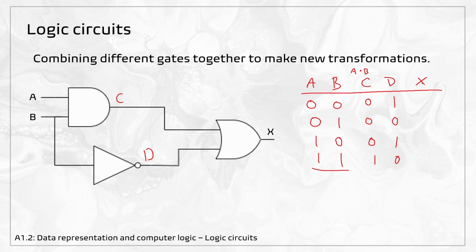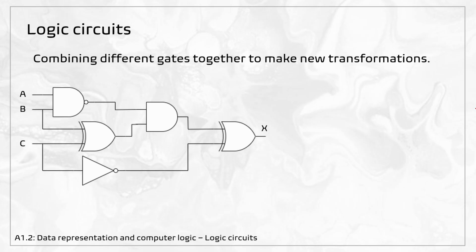And now we can find the output X, because X is just C or D. So C plus D. And here is going to be a 1, here will be a 0, here will be a 1, and here will be a 1. And there we go. This is the truth table for this logic circuit.